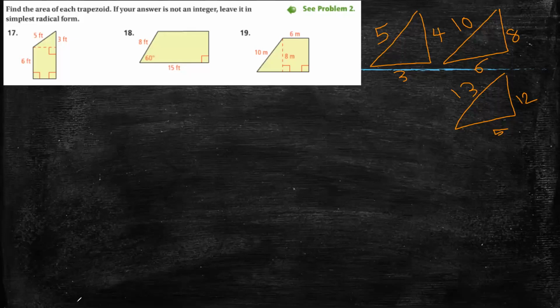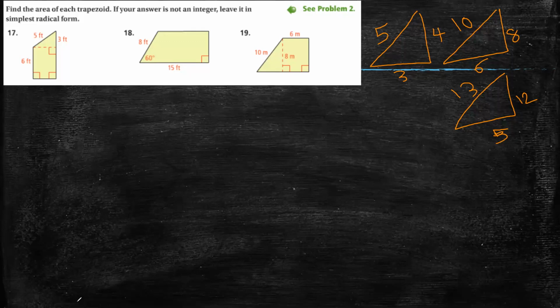The second one, 6 squared plus 8 squared, which is 100. The square root of it will be 10. 5 squared is 25, plus 144 is 169. The square root of it is 13.